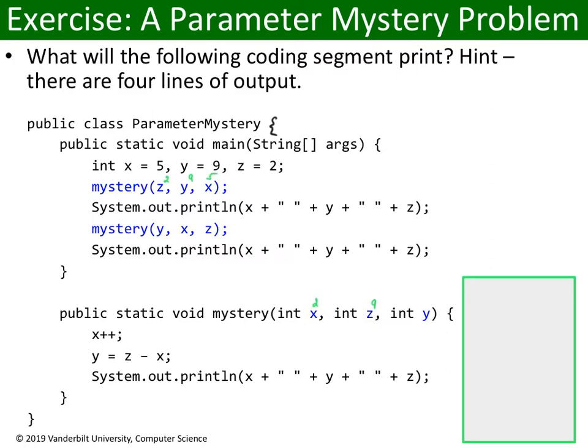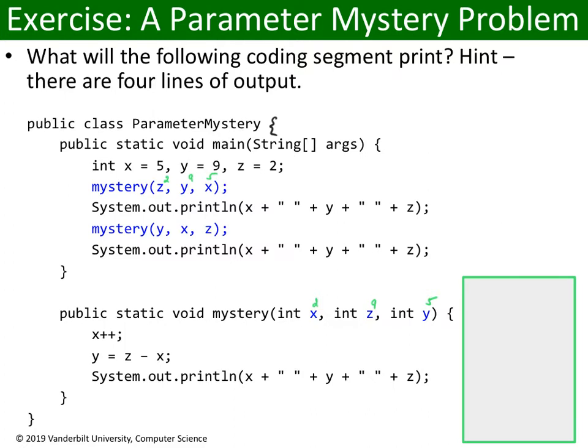Notice the fact that the variable names don't line up or don't match is meaningless. All that happens is each of these is considered an expression. The expression evaluates to a value, and that value is copied into the parameter. So y takes on the value 5.